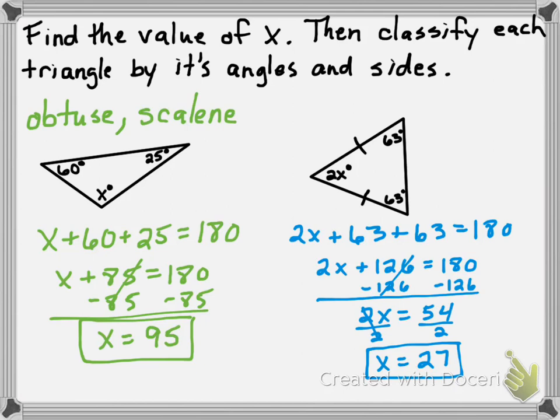Alright, now to classify. First I see that two of the angles are the same, and I notice that there are some congruence marks. So I know there are two sides that are the same. That makes it an acute isosceles triangle, because all three angles are acute. That one's 54, this one's 63, 63. So all three angles acute makes it an acute triangle, and having two sides and two angles congruent makes it an isosceles triangle.